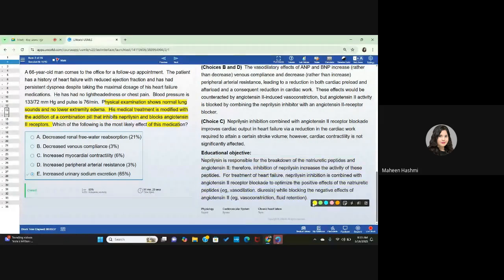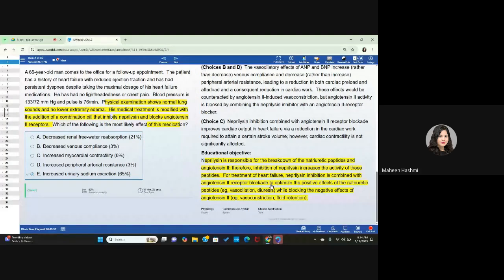And that is why I put an immediate focus on the educational objective, because this is the only thing that you need to take away from this. The other is just for explanation purposes. So you know that neprilysin is responsible for the breakdown of the natriuretic peptides and angiotensin II. And once there's inhibition of neprilysin, it increases the activity of the peptides.